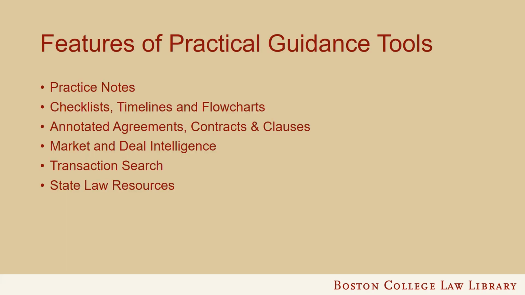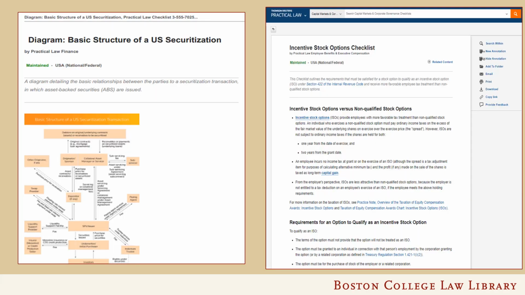Practical guidance materials also include resources such as checklists, timelines, and flowcharts, which provide outlines of legal considerations covering a variety of topics. These tools can help attorneys ensure that all issues are addressed when handling specific aspects of transactional practice. Here are two examples of these types of resources.